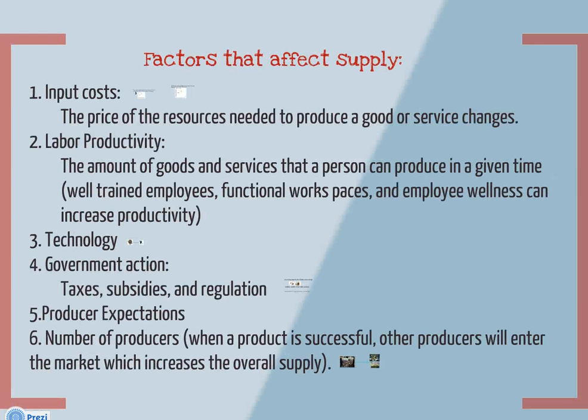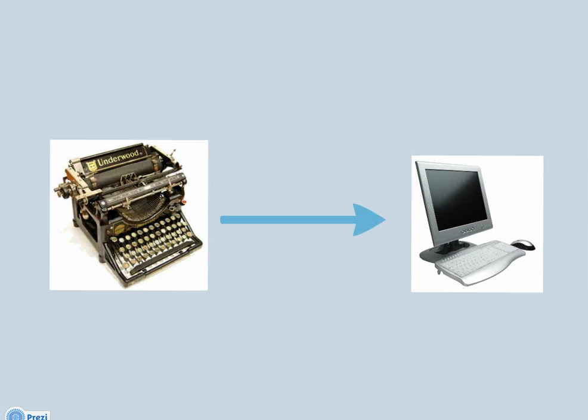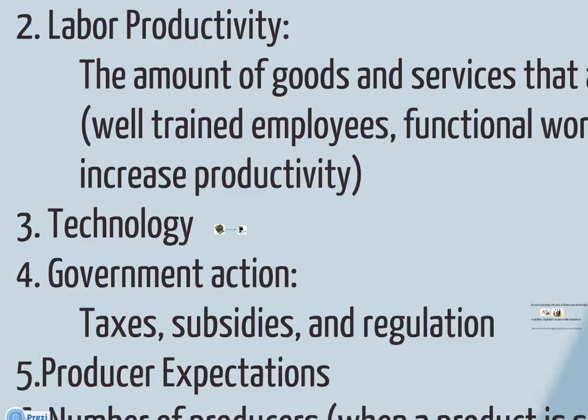The next is labor productivity, which is the amount of goods and services that a person can produce in a given time. Part of this is specialization, having people do a specific job and being very good at just that one job instead of people doing several different things. And there's also productivity increases with well-trained employees, functional workspaces, and employee wellness. Then we also have technology. More efficient technology helps people to work more quickly and produce more. For example, going from typewriters to computers greatly expanded the productivity of people who deal with word processing.